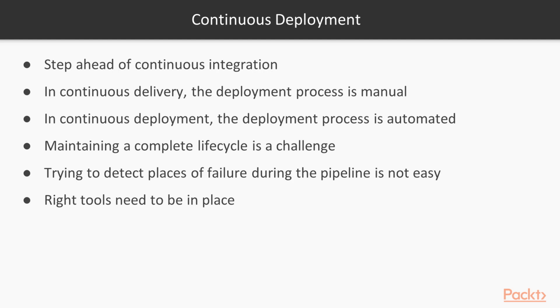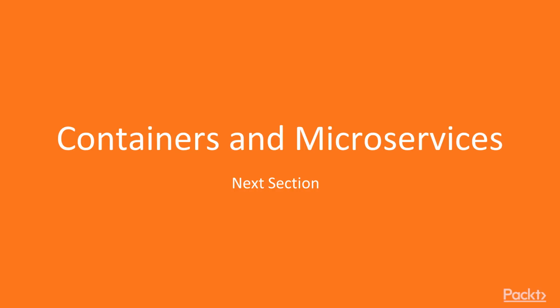So ensure that if you're completely on AWS, use the AWS tools. Also, the right practices need to be in place. This is very important. The discipline of maintaining that automated lifecycle in continuous deployment is very important. Now let's go on to our next section, which is working with containers and microservices.